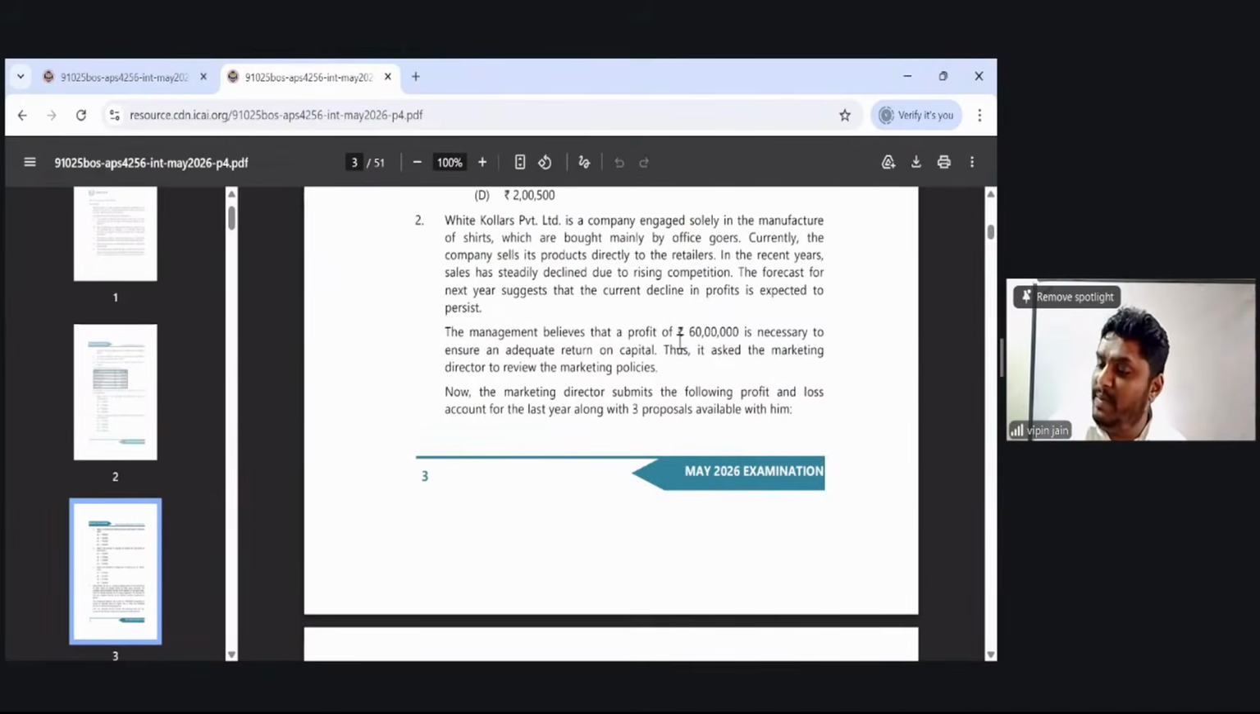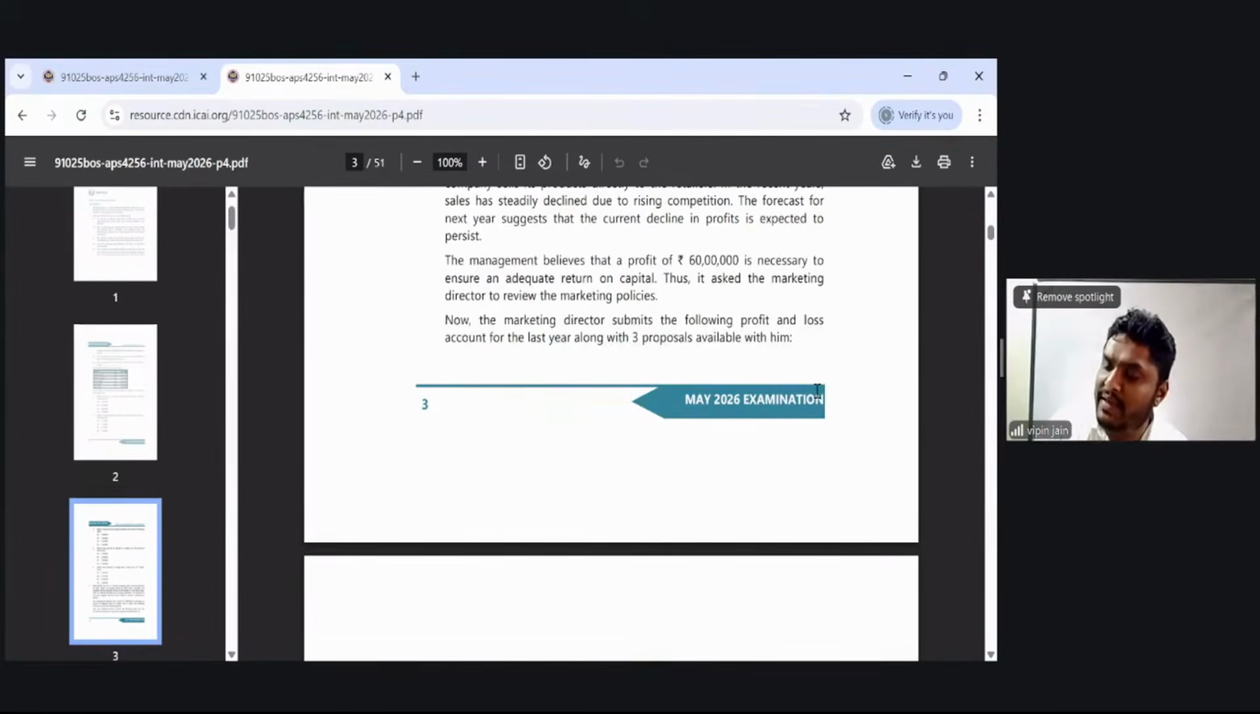The management believes that a profit of 60 lakh is necessary to ensure an adequate return on the capital. Thus, it asked the marketing director to review the marketing policy. So they want that minimum we should earn 60 lakh rupees profit as a return on capital employed. And so they have asked the marketing director to review the marketing policy.